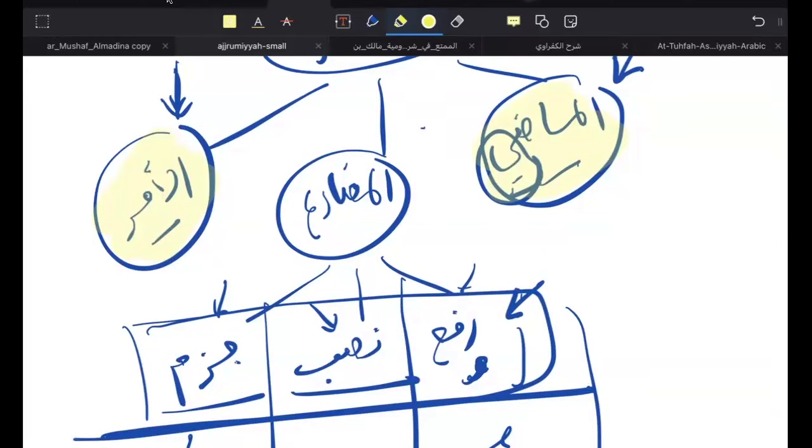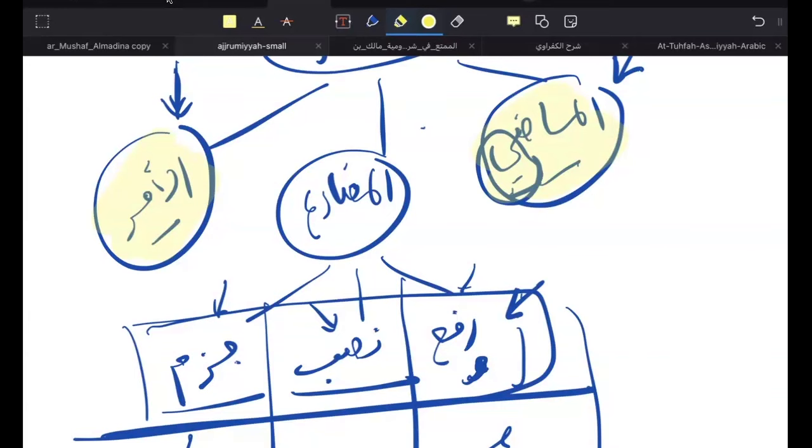As the author mentioned, he takes the opinion that it is mabni on fatha always, and then for everything else you do a taqdeer. But then we also gave you another opinion, which was much easier, that it would be mabni on the haraka that you have based on the isnad of the verbs. It can be mabni on dhamma, it can be mabni on sukun as well. But to be honest with you, what the author mentioned, that it is mabni on fatha, is more daqiq, more precise. That opinion is much, much more precise.